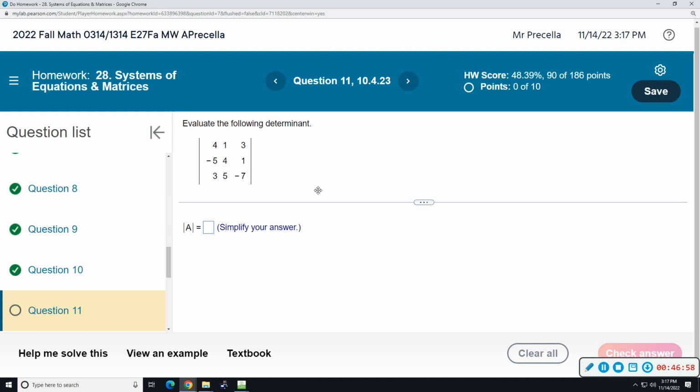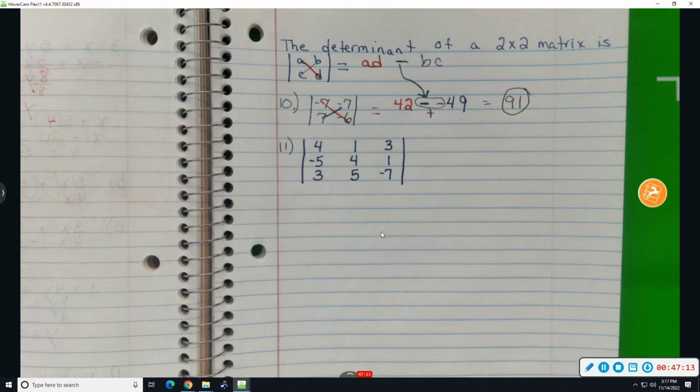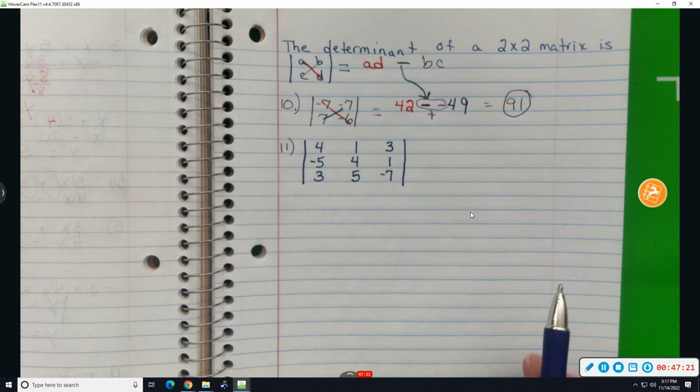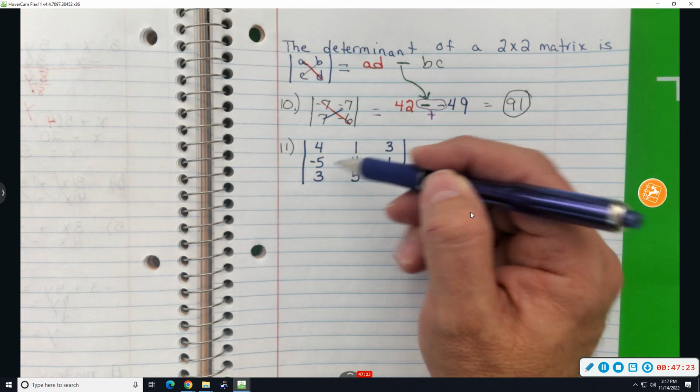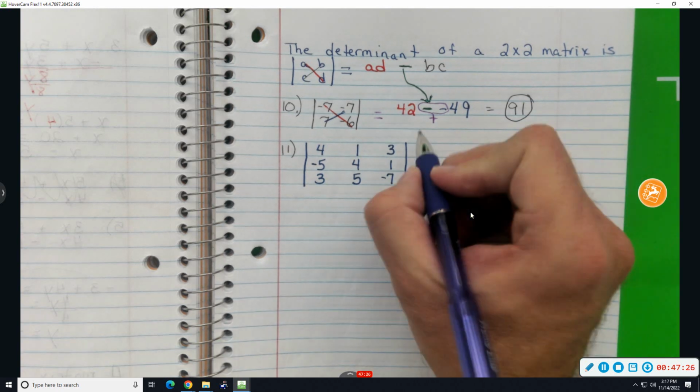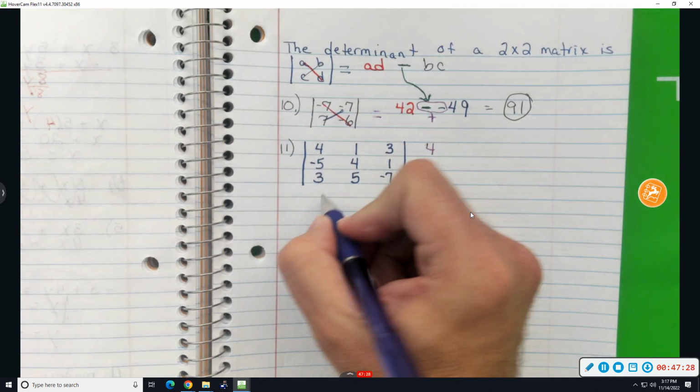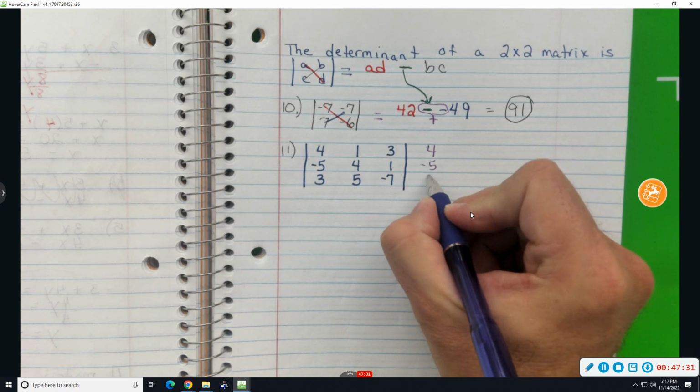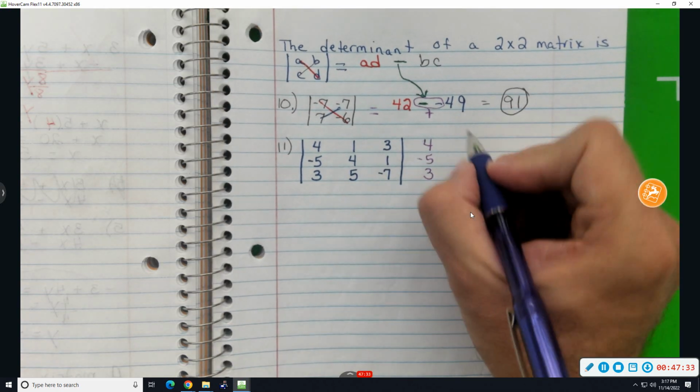Okay. So I'm going to show y'all how to find the determinant of a matrix with 9 numbers, 3 rows and 3 columns. It's a little bit more involved than for a 2 by 2 matrix. What you do to get started, it's going to seem sort of strange, you recopy the first 2 columns. Just right over here, write down the first 2 columns. 4, negative 5, 3, and 1, 4, 5.